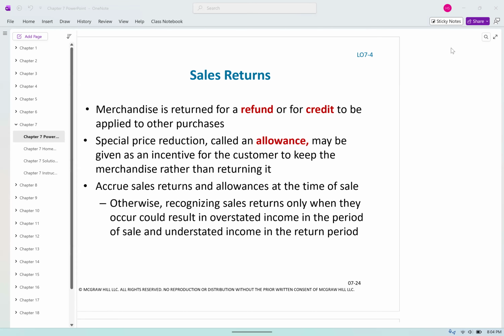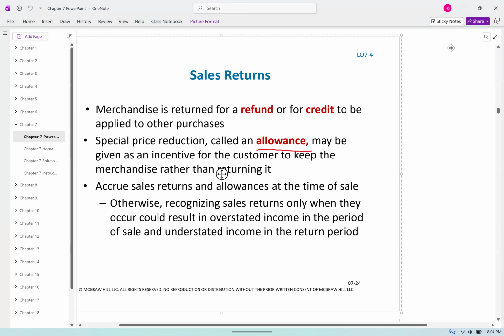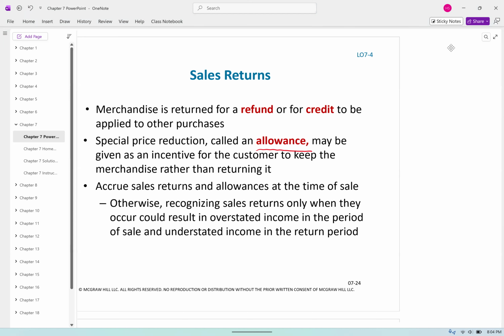All right, we are still on chapter 7, and we're doing sales returns now. Merchandise can sometimes be returned, and we can get a refund or credit from where we had purchased it on credit. There could be a special price reduction called an allowance. An allowance may be where they don't return the product, maybe it was the wrong color. It wasn't the exact right product, but they could still sell it. So they're just going to give them an allowance.